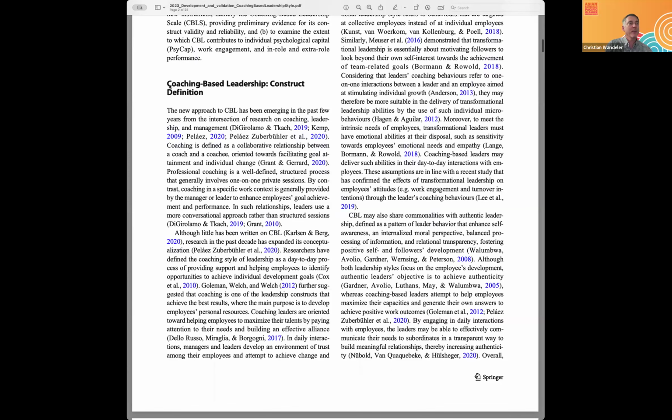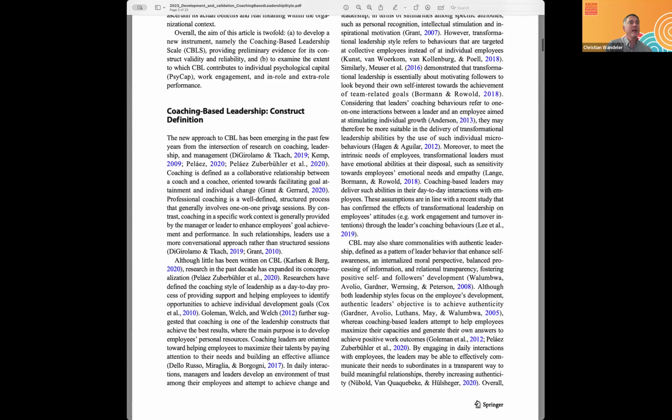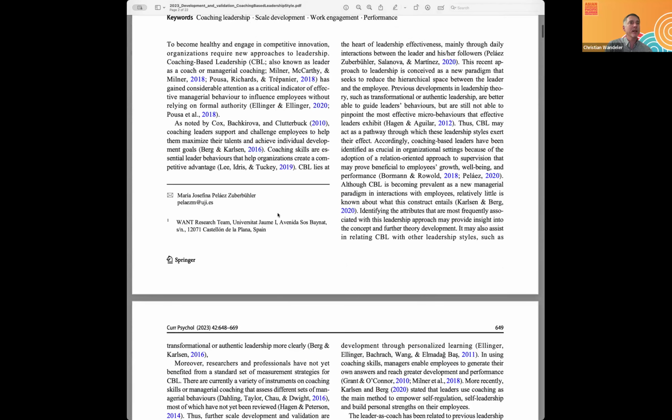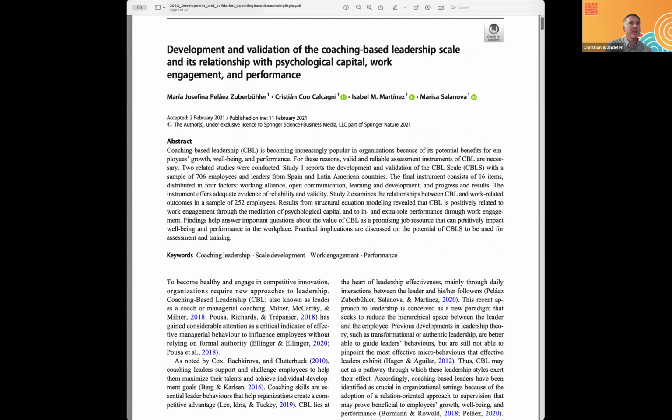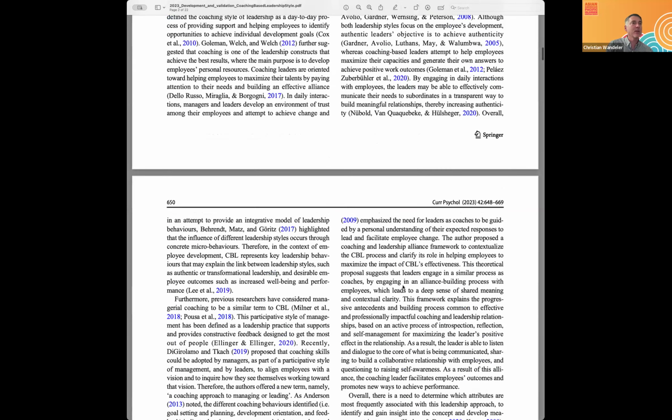For right now, it also depends kind of what I'm looking at, right? If I'm really interested in coaching-based leadership, I might be reading this in more detail. But if let's say I'm really interested in work engagement, it might be interesting, right? Oh, and I was always interested in psychological capital because hope, which is a topic I research, is part of psychological capital, right?